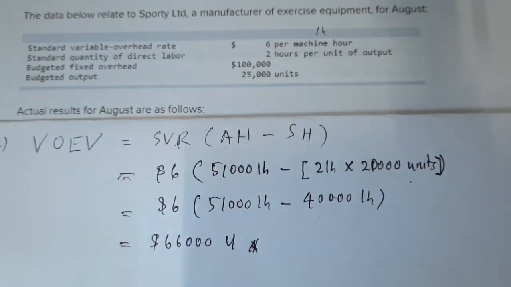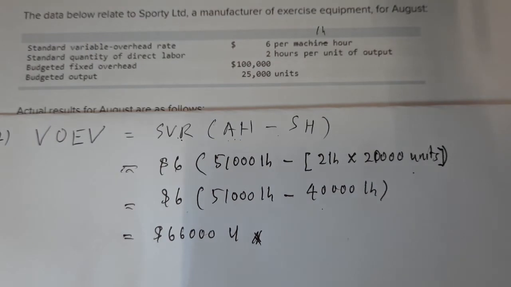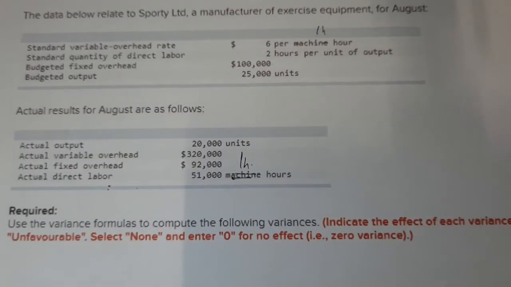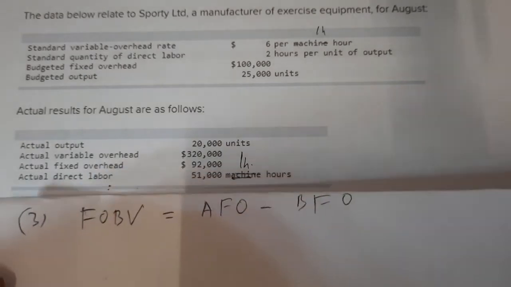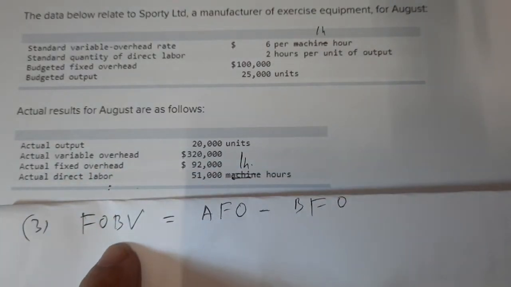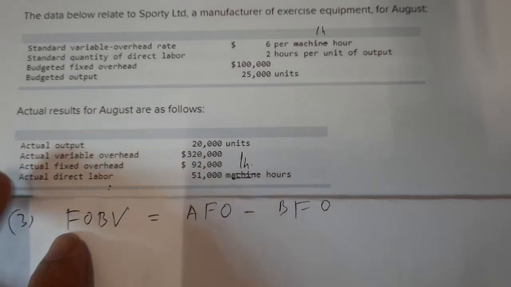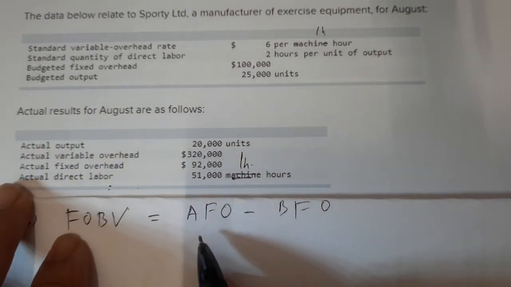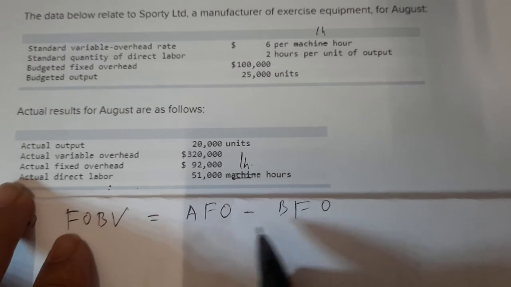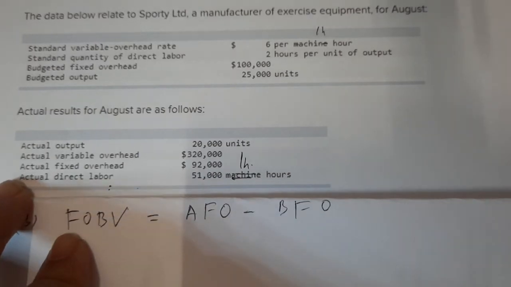Okay, this is also, I hope, easy to follow. Okay, now number 3: the question asks you to use this data and calculate the fixed overhead budget variance. So the formula to calculate the fixed overhead budget variance is actual fixed overhead minus budgeted fixed overhead.